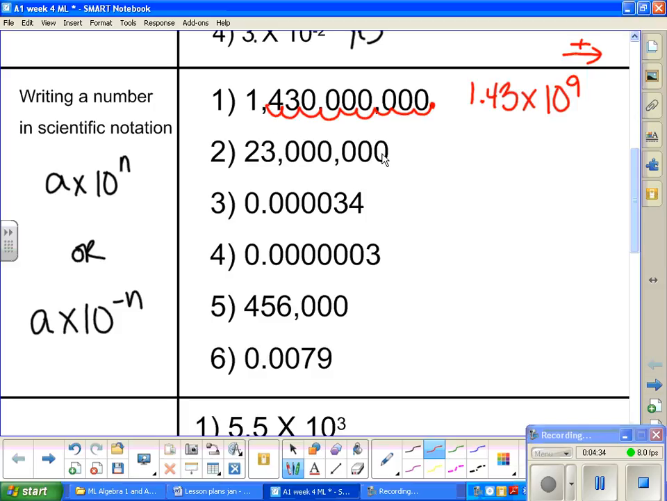So the next one, same thing. I have my decimal back here. I'm going to go ahead and count. I have 1, 2, 3, 4, 5, 6, 7. So I know it's going to be 10 to the 7th power. And then over here I have 2, 3, which is 2.3. So 2.3 times 10 to the 7th power.